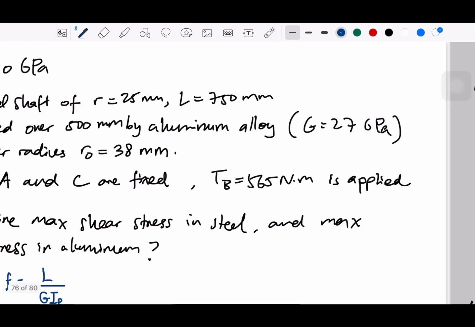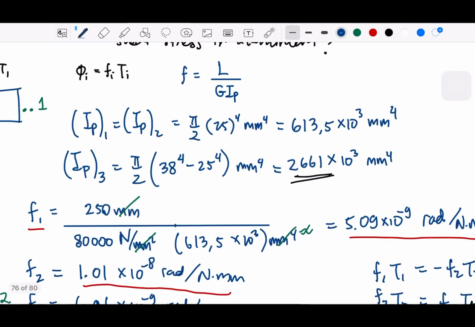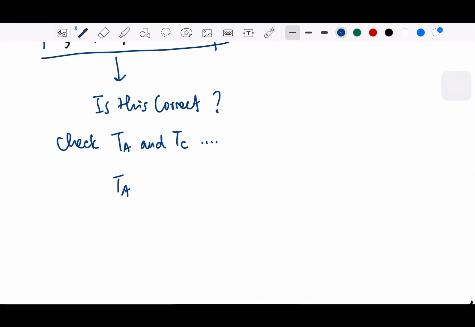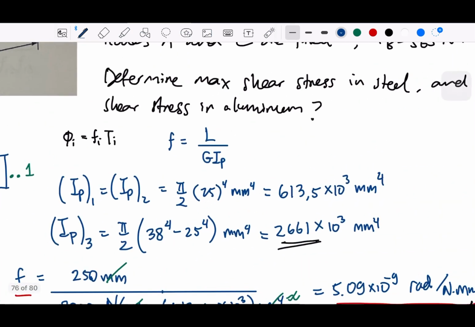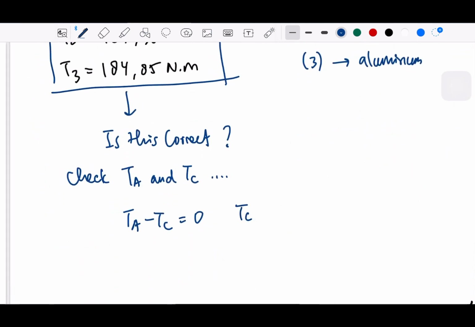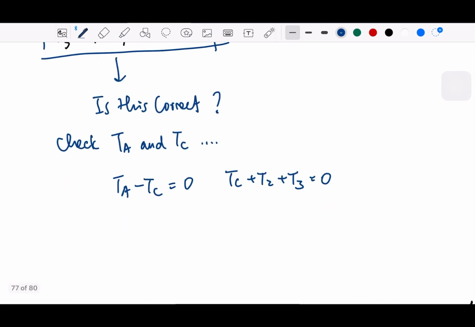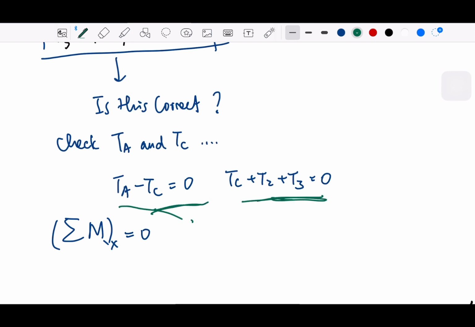So check TA from here, TA equals T1. So TA minus TC is 0, and then TC plus T2 plus T3 is also 0. Now we take this sigma for the moment equals 0, and then we can take all the necessary information from these calculations and make sure that they are equal to 0. So if they are equal to 0, then our calculation is correct.